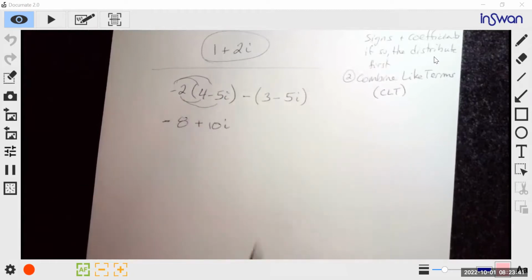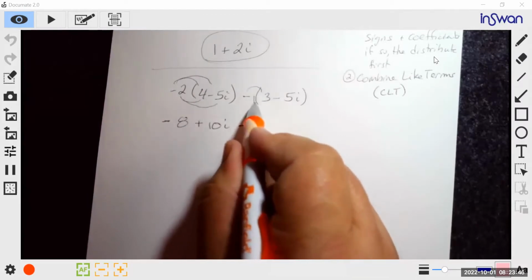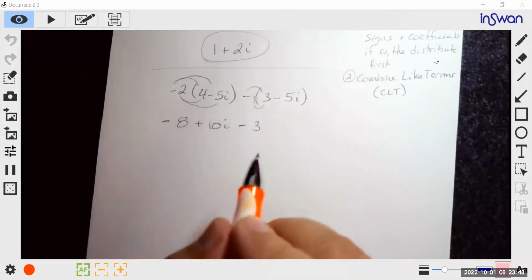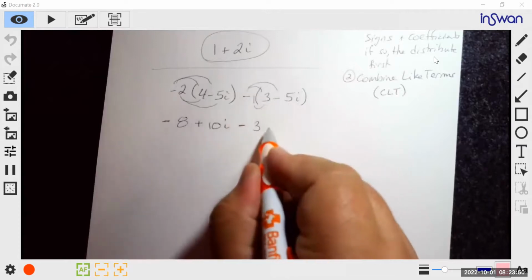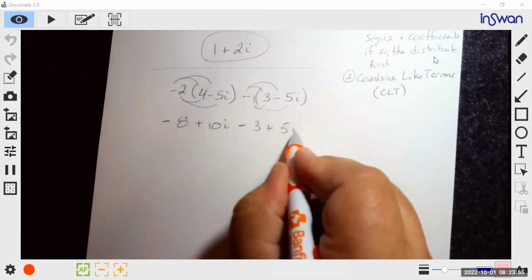I. Negative times positive is a negative. There's a 1 there. 1 times 3 is 3. Negative times negative is a positive. 1 times 5 is 5i.